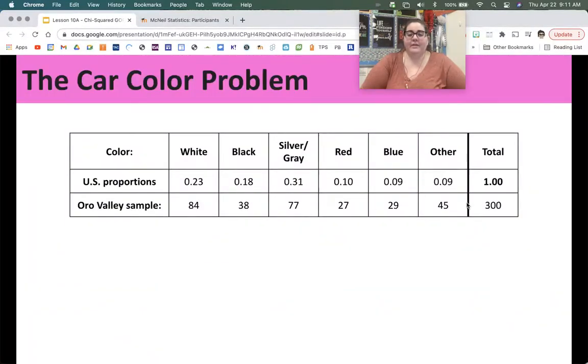So here is our given table. That top row is telling us the overall United States proportions of each color of car. And then in the bottom row, we have the number of each color of car in this random sample from Oro Valley.